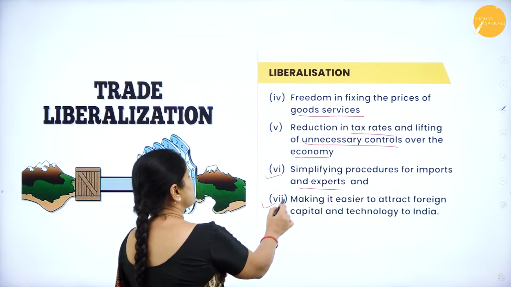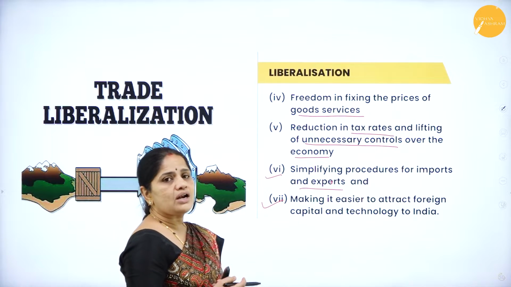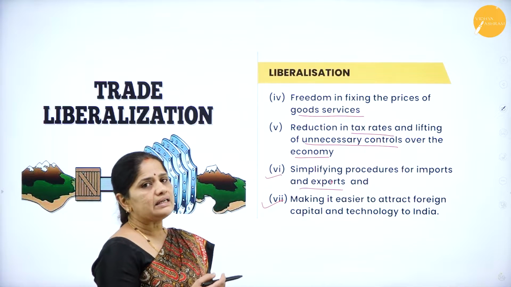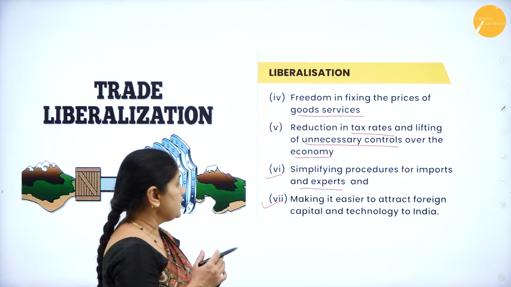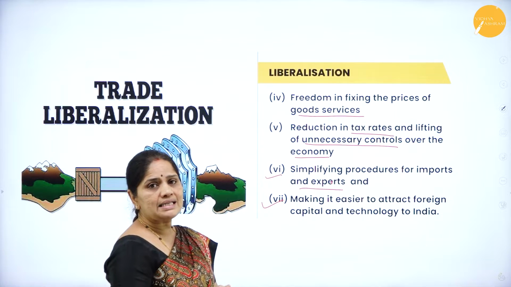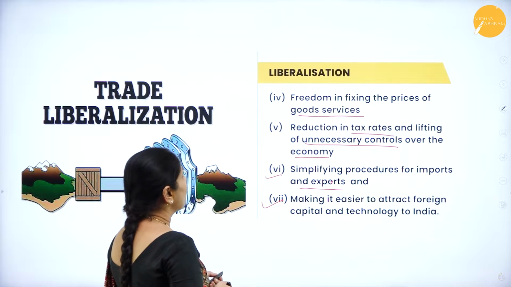So, the last feature of liberalization is that it made it easier, or there was an environment, to attract foreign capital to enter India. So, foreigners could invest in Indian industry. So, these are the various features of the liberalization reform which was introduced in 1991.